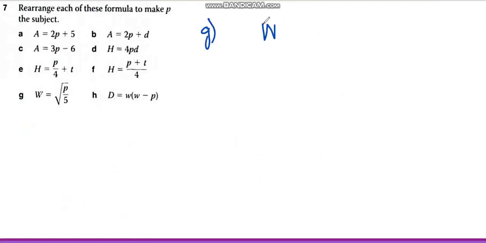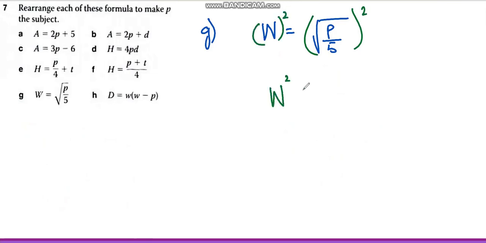Now I will do the G part. In the G part, we have W equals root of P over 5. So first of all, I want to remove this square root, to bring the 5 to the left side. I need to remove this root first of all, so I will take the square of both sides. I will get W squared on the left side, and on the right side, the square root is cancelled, and I will be left with P over 5. Now I can multiply both sides by 5. So P will equal 5W squared. Now I can do the H part.